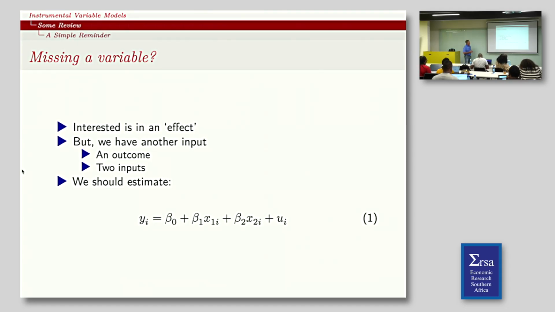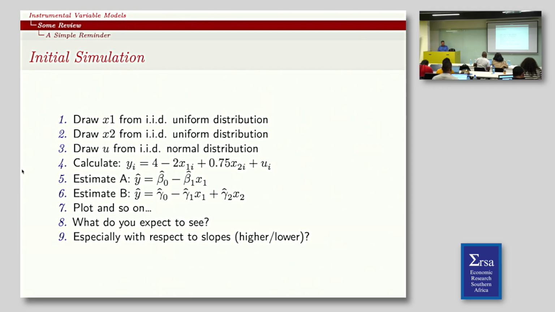Begin with a slightly different version of what we were talking about earlier this morning. We might be interested in some effect, but we might have another input. Here's a simple example with one outcome and two inputs. They might be dummies, they might not be, but for the purposes of this, they're both going to be potentially continuous. So we think that the outcome depends on two variables, x1 and x2.